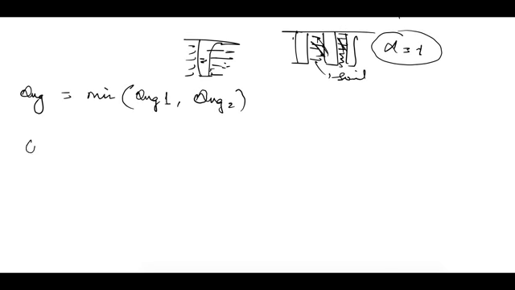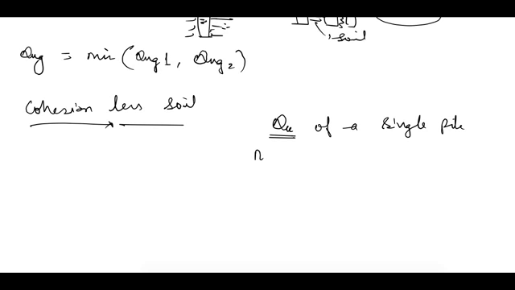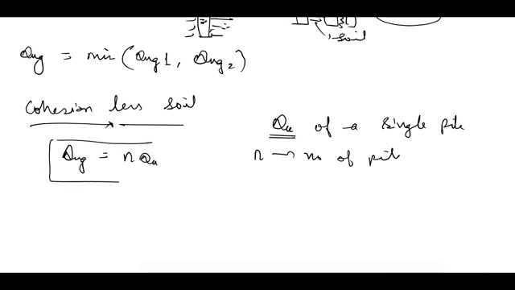And in case of cohesionless soil, you need not worry about all this. So I'm just talking about the calculation part. We find out the QU, that is the ultimate pile load capacity of a single pile, and we multiply it by the N, that is the number of piles. So QUG, that is the ultimate pile load capacity of the group, is equal to N into QU in case of cohesionless soil.